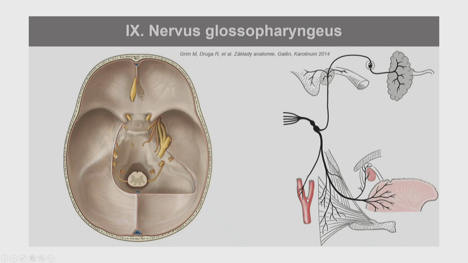And if you remember here, we had the bifurcation of the common carotid artery to the internal and external carotid artery. Here, at the level of the bifurcation, you have a paraganglion, which is the glomus caroticus, or carotid body. It's the chemoreceptor and is responsible for detecting changes of the carbon dioxide and oxygen in the blood. So it's innervated by the glossopharyngeal.